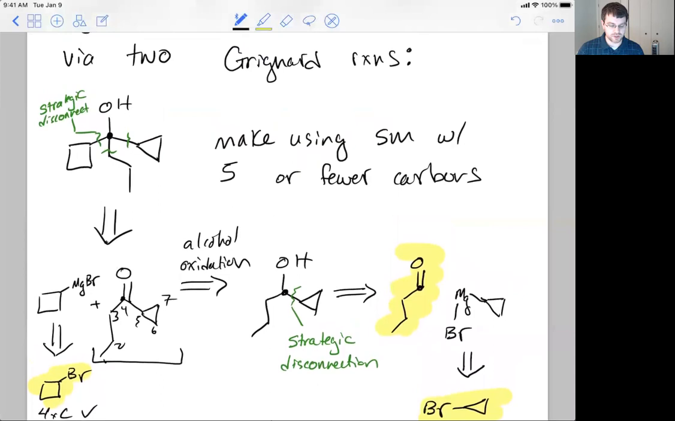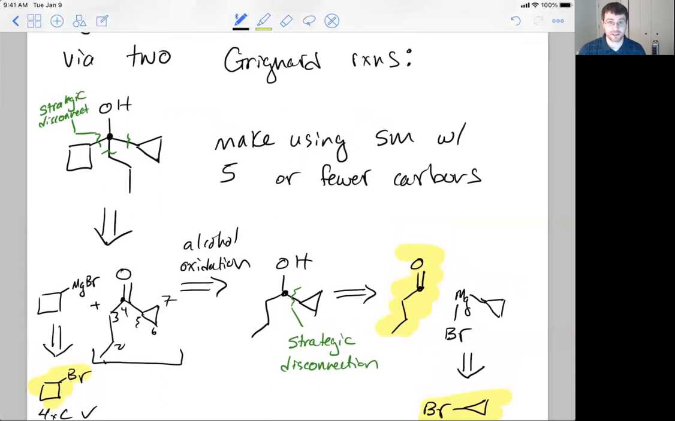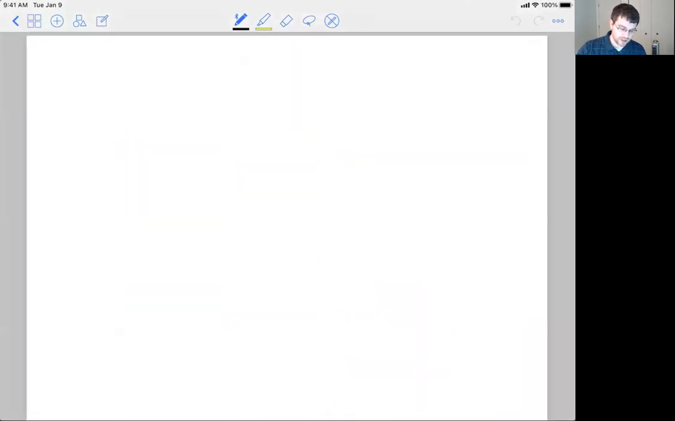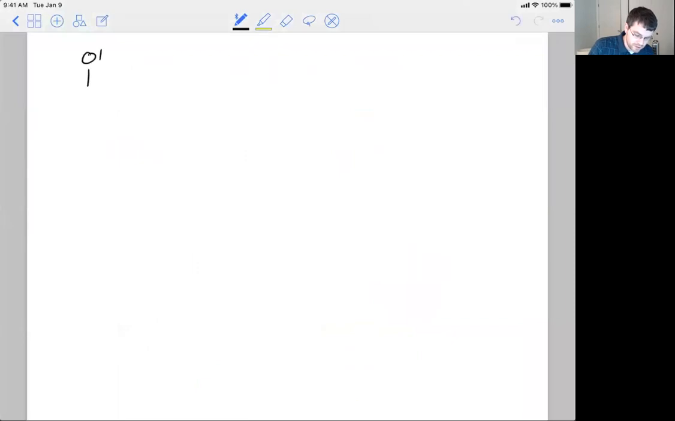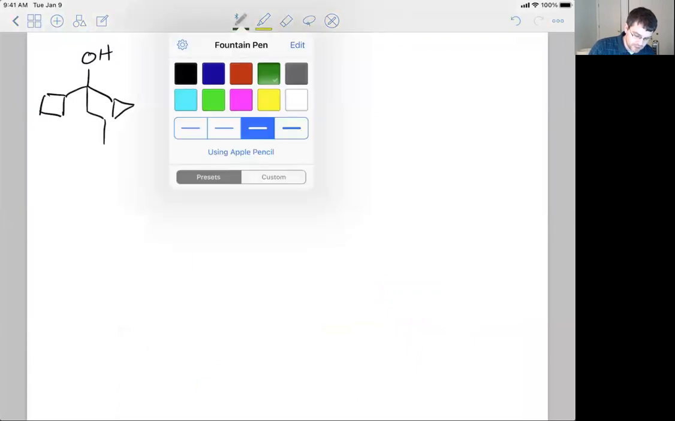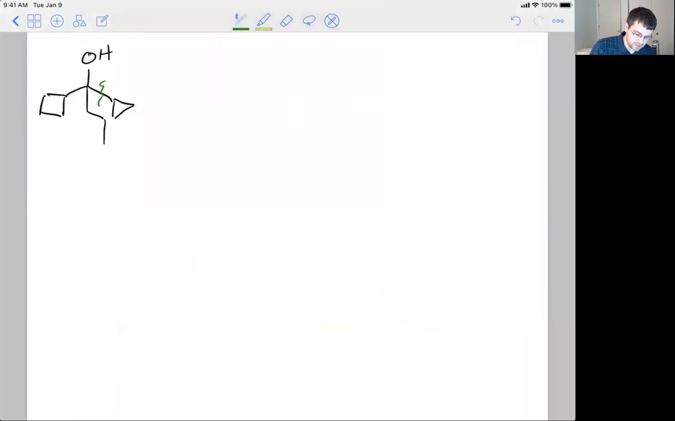So maybe you want to see another example. The best thing I can tell you is let's take this first example and just pick a different strategic disconnect to start with. So let's start by removing the triangle first. So I'm going to redo my retrosynthetic analysis. I'm going to have my strategic disconnect be the triangle. That's going to be a Grignard reaction, and in our forward synthesis, that would be the second Grignard reaction.